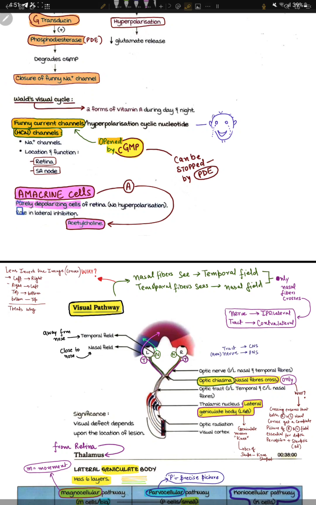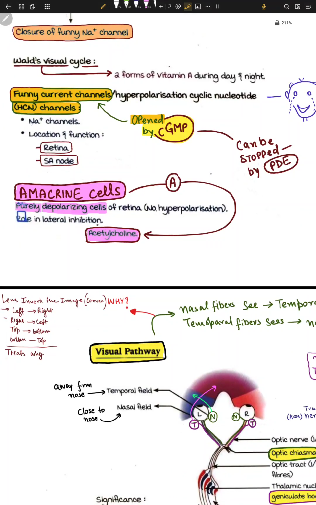Cool. What is funny current? Well, it's a current, right? And the definition of these funny current channels is that they are sodium channels, and they are located in the retina and SA node. So if you notice, funny current channels are responsible for sodium influx, and sodium influx later results in depolarization.